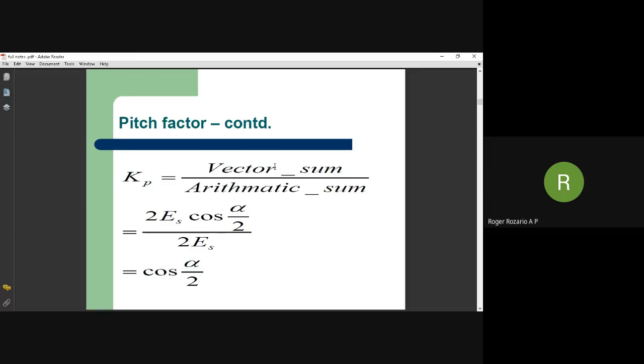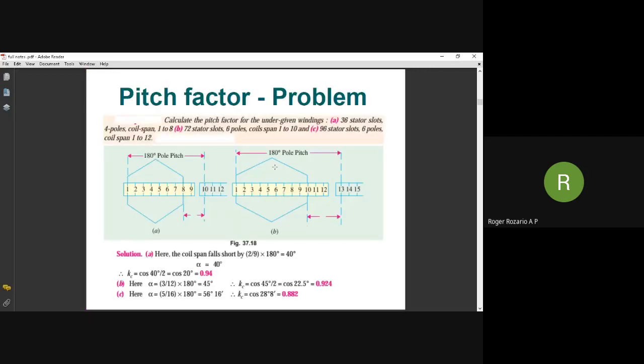By this factor Kp, and the expression for Kp is cos alpha by 2. Alpha can be anything between 0 to 180 degrees. So this is the pitch factor. The next one is the distribution factor. Before going to the distribution factor, you look at this diagram.